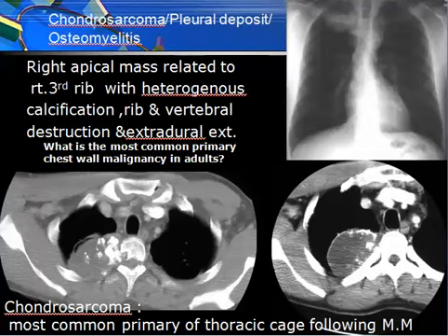Chondrosarcoma is one of the famous primary tumors, the most common primary tumor of the thoracic cage, following the intraosseous multiple myelomas. So multiple myeloma is intraosseous, while chondrosarcoma is paraosseous, or coming from bone, but it does not necessarily expand the bone. So what is the most common primary chest malignancy in adults? It is the chondrosarcoma.